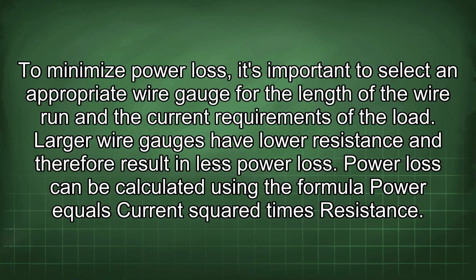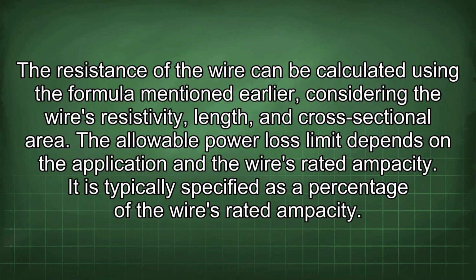Larger wire gauges have lower resistance and therefore result in less power loss. Power loss can be calculated using the formula power equals current squared times resistance. The resistance of the wire can be calculated using the formula mentioned earlier, considering the wire's resistivity, length, and cross-sectional area. The allowable power loss limit depends on the application and the wire's rated ampacity.